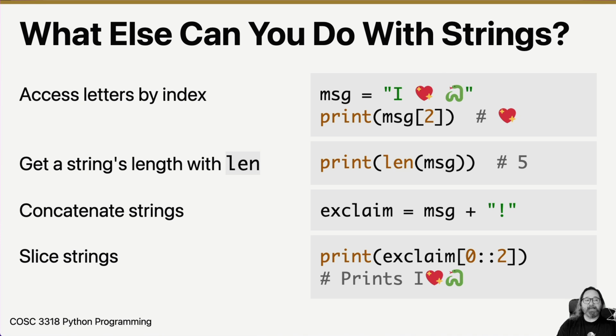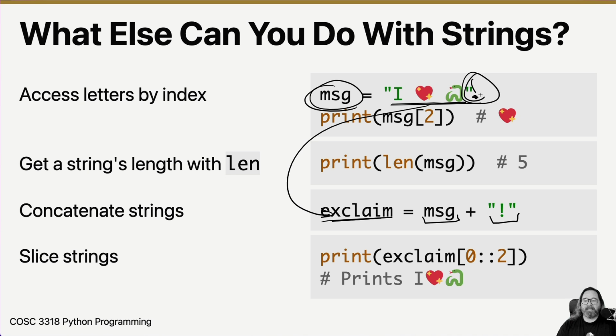We can concatenate, which means make a new string out of 2 other strings. So we can take our message and add an exclamation mark onto it. So now we've got I, heart, Python, exclamation mark, and that string is inside exclaim. Message is still the original message, and now exclaim has that string and the exclamation mark inside it.